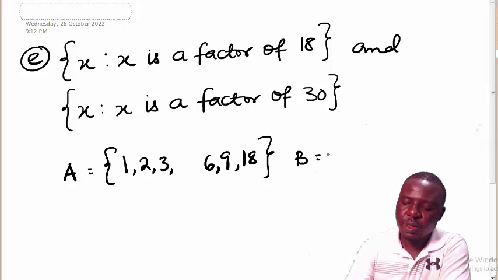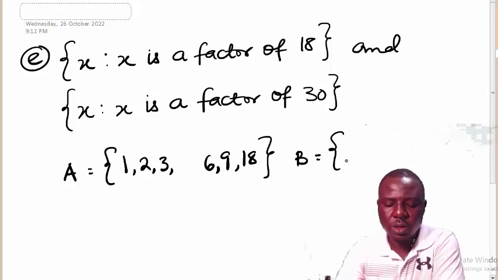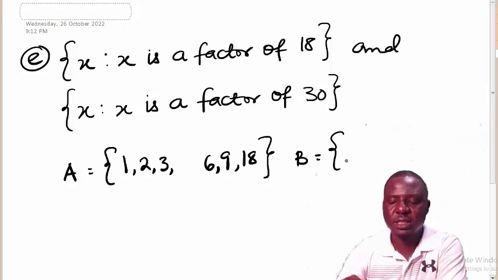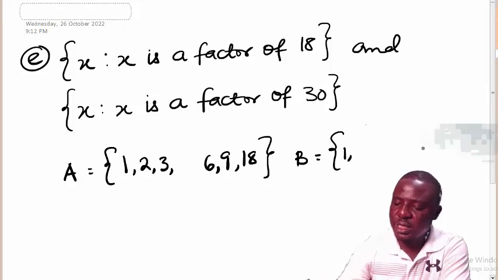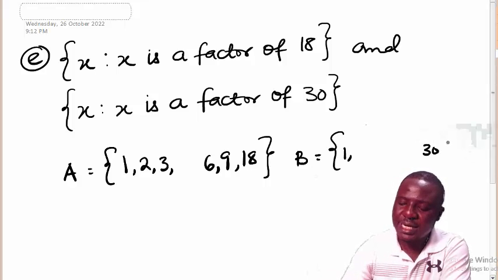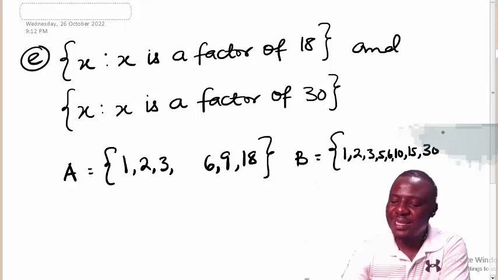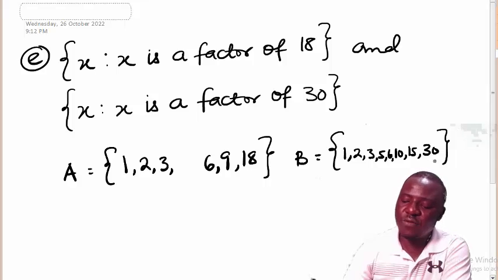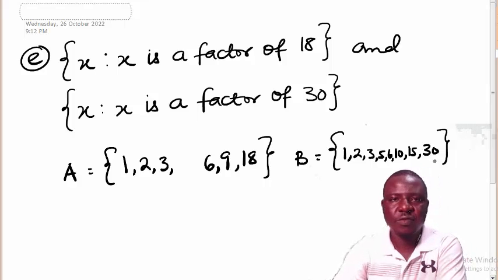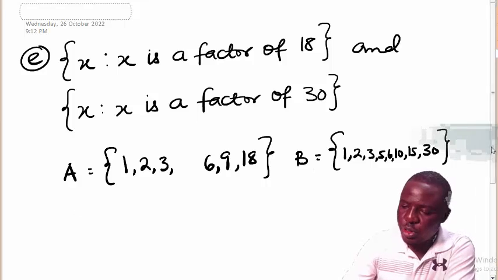Set B is said to be X such that X is also a factor of 30. 1 is also a factor of 30. That is 1 and 30. We also have 2, 2 and 15. 3 can go, 3 and 10. And 4 cannot go. We have 5 and 6. So these are said to be the factors of 30. Now let's carry out the operations on them.